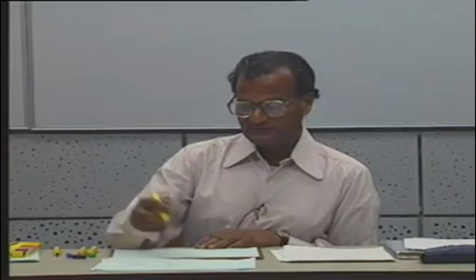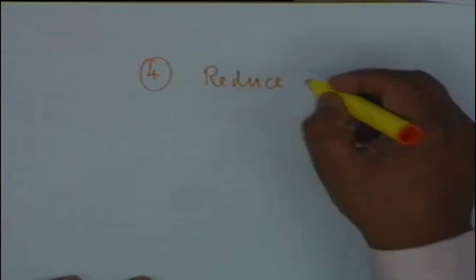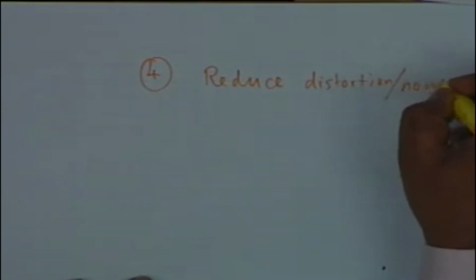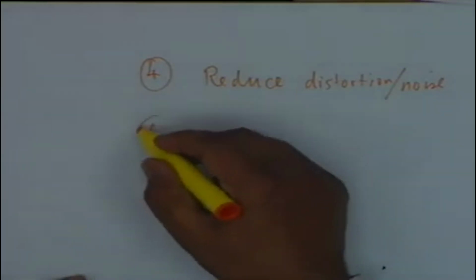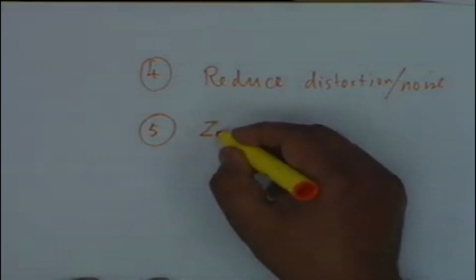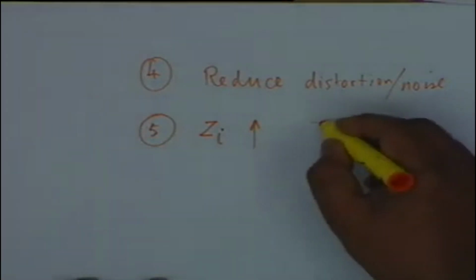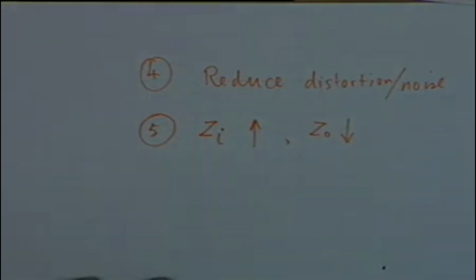Then the fourth reason why negative feedback is used is that negative feedback can be used to reduce distortion and noise in the output of an amplifier. Negative feedback reduces distortion. And the fifth reason, amongst many others, fifth major reason is negative feedback helps to increase the input impedance and decrease the output impedance. We shall look at each of these separately. All right.